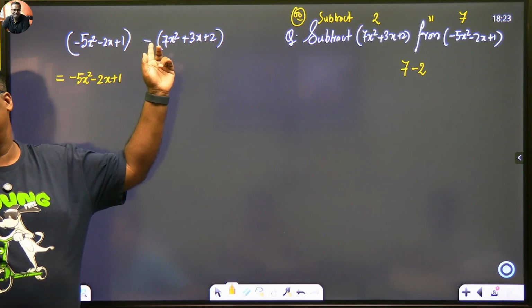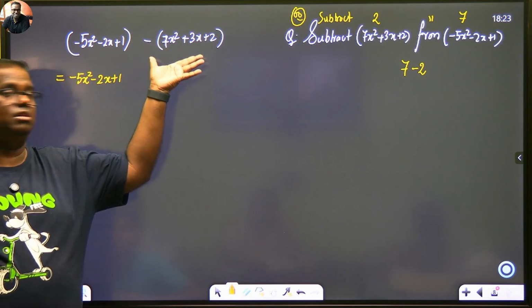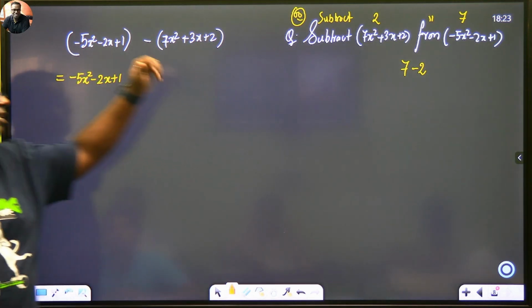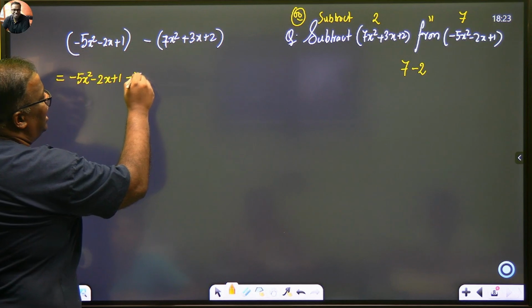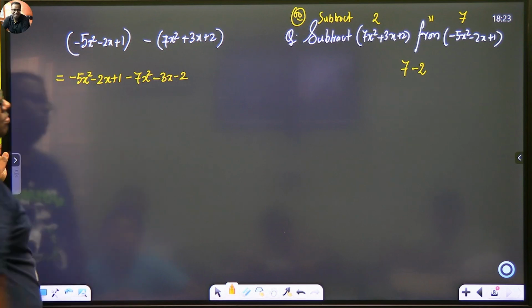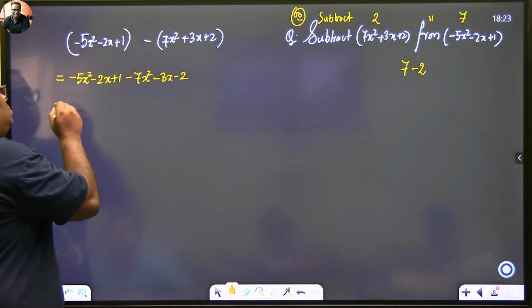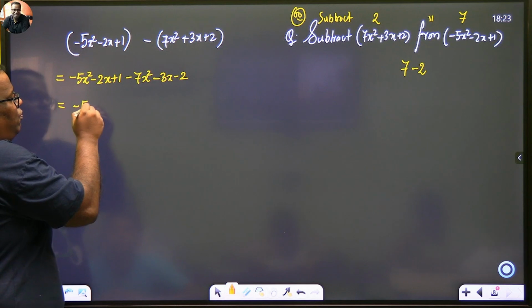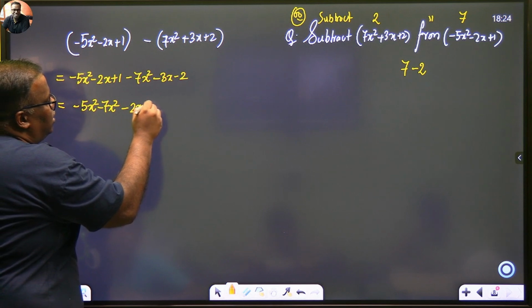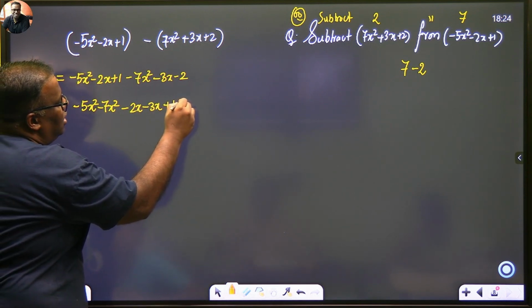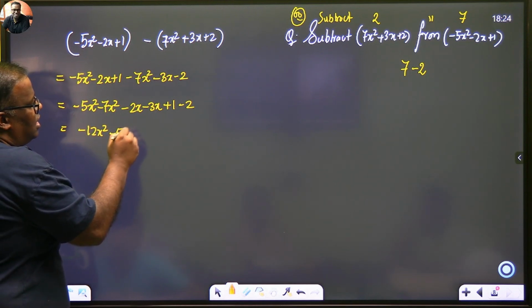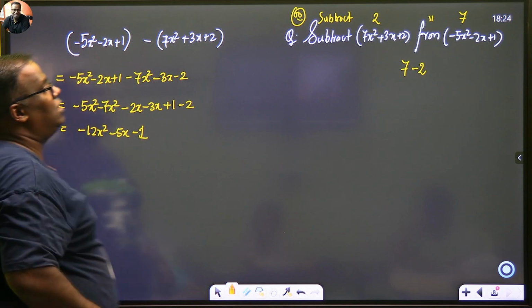Just write the first expression. And this minus is like the raider of kabaddi. You know kabaddi? So he's like a raider. He will now enter this whole wing and start raiding this bracket. So this becomes negative 7x squared, negative 3x, negative 2. Our next job will be to put like terms with like terms. Negative 5x squared, negative 7x squared, negative 2x, negative 3x, positive 1, negative 2: negative 12x squared, negative 5x, and then negative 1. That is our answer.